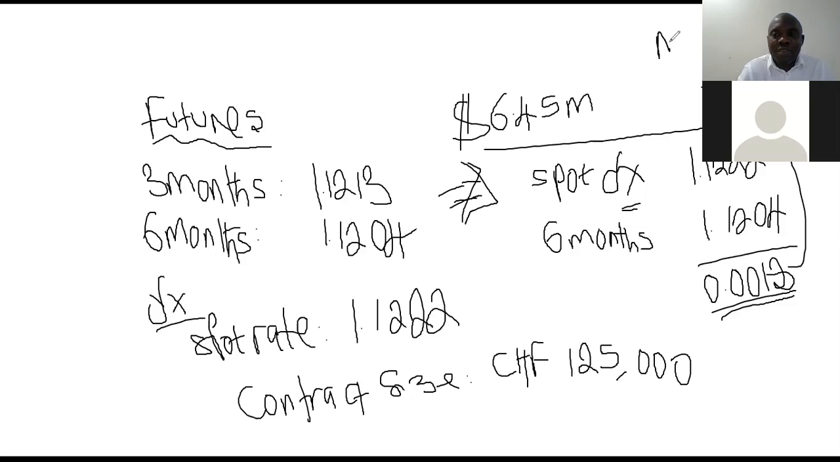So calculate for me on monthly. What would be for monthly? Divide this number by 6. 0.0003. Then multiply this by 4 months. Comes to 0.0012.